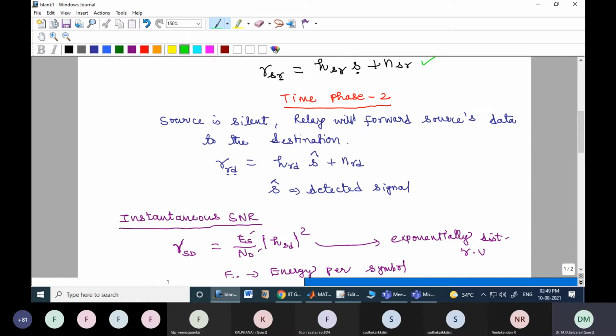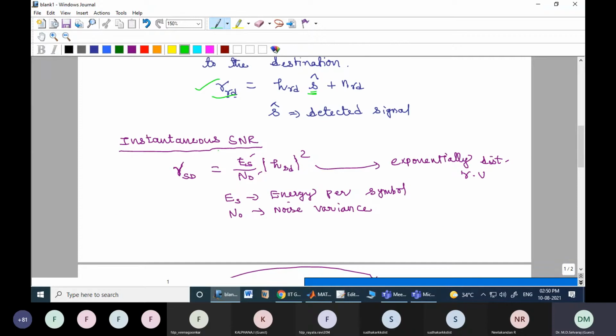In the second time phase, the source is silent. The relay is going to forward the source data to the destination. The relay forwards the symbol it detected during time phase 1, and that is what it transmits to the destination. So now the destination receives two copies of the signal.